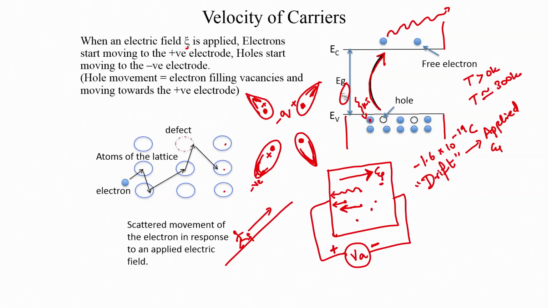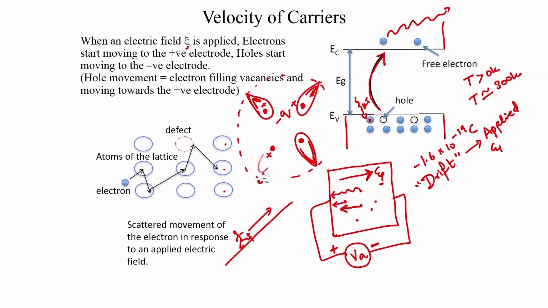And this entity, which constitutes these polarized atoms and this electron, is called a polaron. This is something that we will never use in this course, but it's just a definition that I am giving you since we are discussing this.